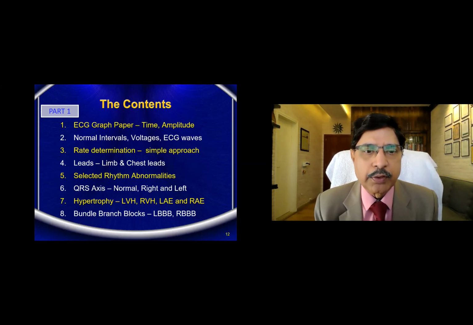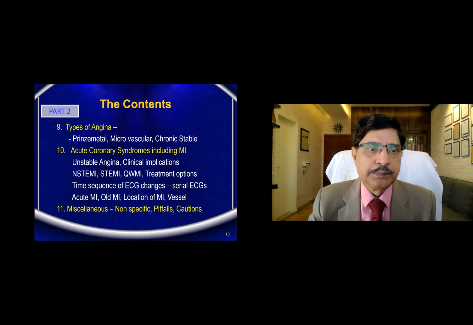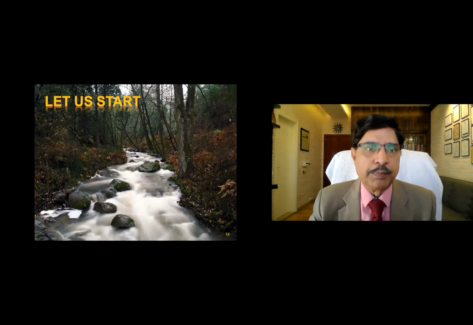Hypertrophy like left ventricular, right ventricular, left atrial enlargement, right atrial enlargement, and of course bundle branch blocks, left and right. So what will be part 2? Part 2 will be, of course, infarction and types of angina, all acute coronary syndromes and miscellaneous. Part 3 will be arrhythmias. So it will be done in 3 parts. Arrhythmia part we will see depending on the interest we will go, but first 2 parts are part of the plan.